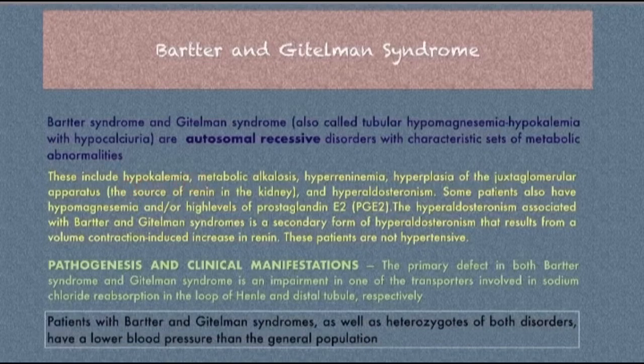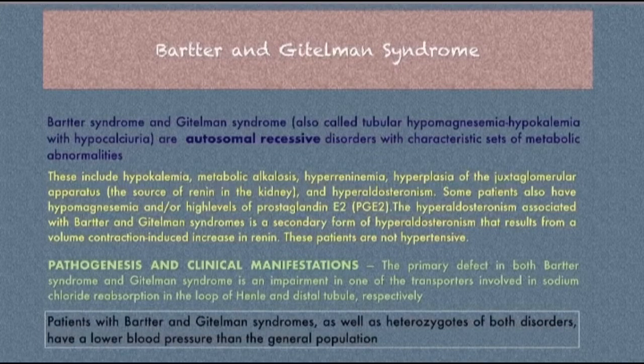These are hypokalemia, metabolic alkalosis, hypercalciuria, hyperplasia of the juxtaglomerular apparatus, hyperaldosteronism, and some patients may also have hypomagnesemia, and prostaglandin E2 levels are high in some patients. The hyperaldosteronism present in Bartter is a secondary type of hyperaldosteronism, and it is not associated with hypertension. So in Bartter syndrome, you have a normal blood pressure or a low blood pressure, but never a high blood pressure, because it is a secondary hyperaldosteronism. We will come to that in the next slide.